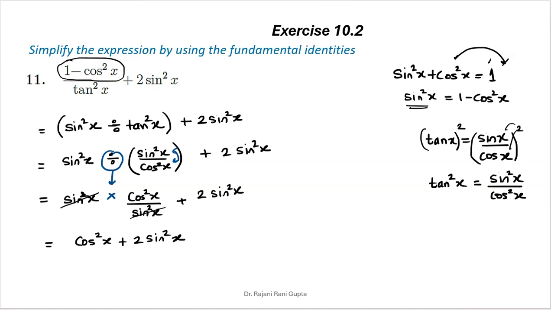Now, you can check here if you can further simplify. So this is 2 sine square x. You know from this identity that sine square x plus cos square x is equal to 1. So what you can do here is cos square x, and this 2 sine square x you can write as sine square x plus sine square x. So for this term, using this identity, you get 1 plus sine square x. So this will be the simplified form.